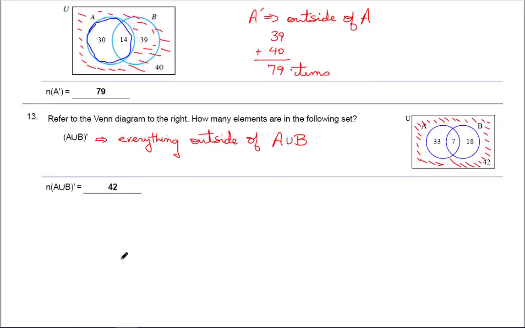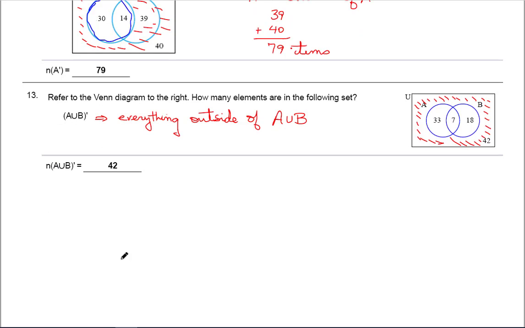Question 13. Let's see. We want to find how many things are outside of A union B complement. All right, well, let's see. All of this stuff in here is, so let me shade all of this stuff. All of the stuff in blue is A union B. So I want to know how many things are outside of the piece in blue, and there are 42 things in there.